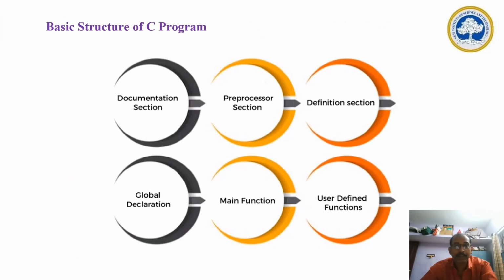So the basic structure of C programming is defined with the documentation section, the preprocessor section. Preprocessor is nothing but macros. Before the compiler compiles, it does this part. Then the definition section, where there are declarations, all these things. Global declarations, main function, user-defined function.